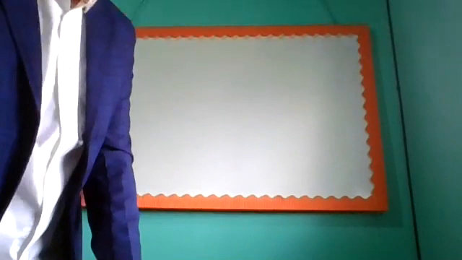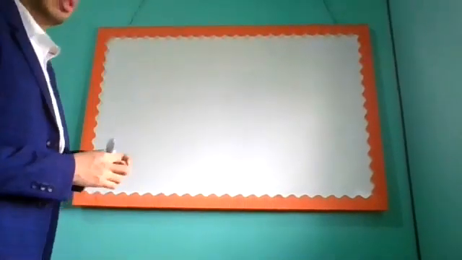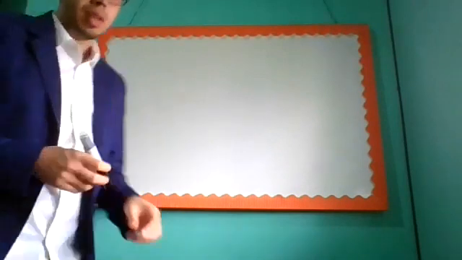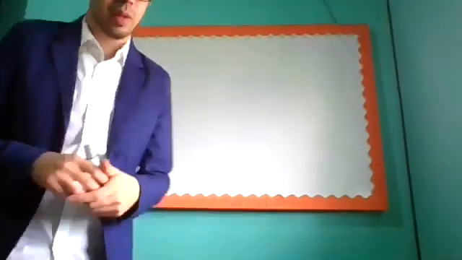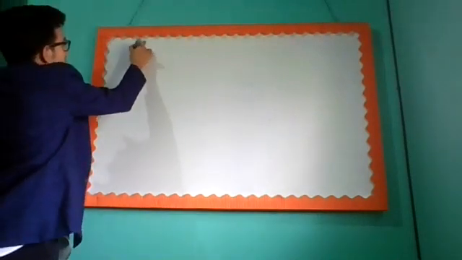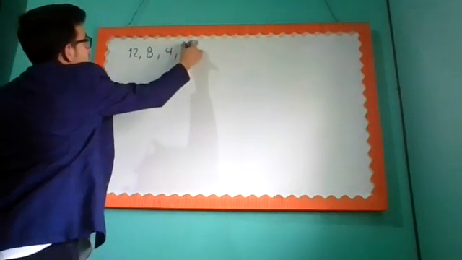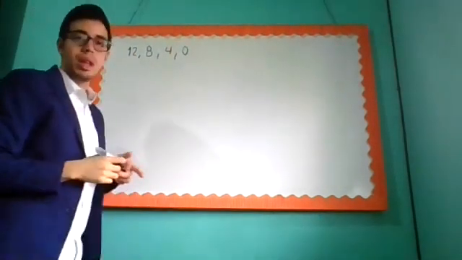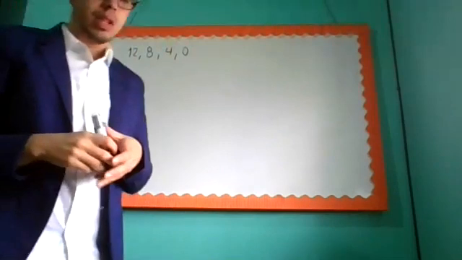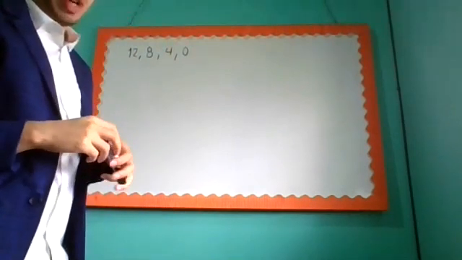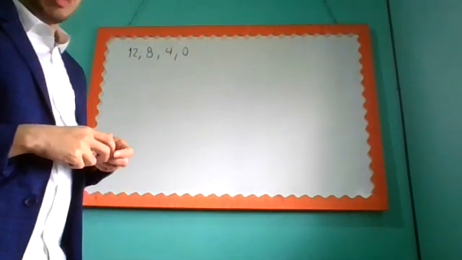Okay, I'm going to do it with you on the board, but I hope that you understand this very well. This topic is easy, only to find the sequence. You have this 12, 8, 4, and 0. They are decreasing, okay? Each time they are decreasing. So we need to find the difference between the successive terms.